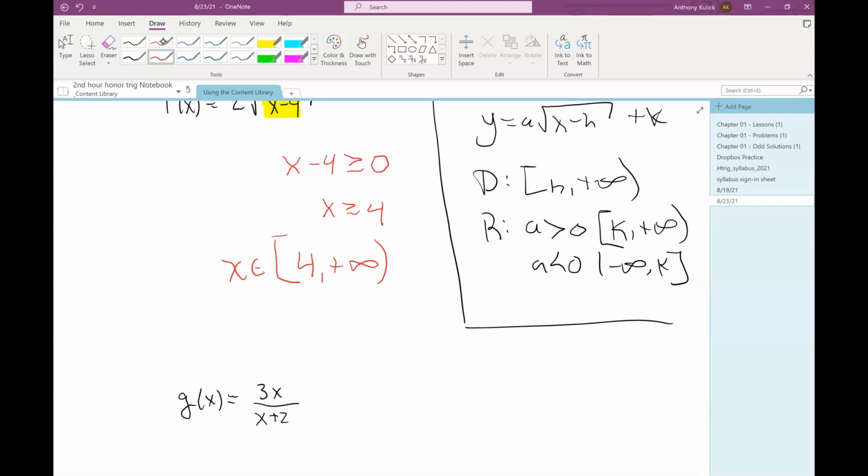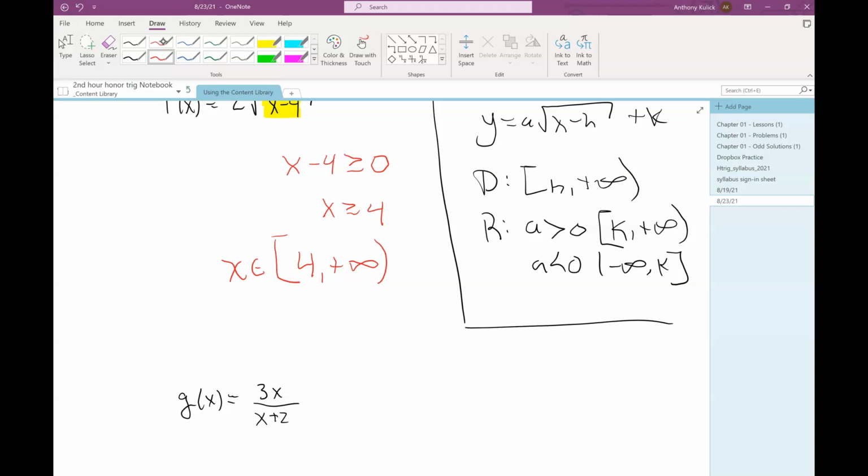So g of x equals 3x over x plus 2. What operations do you see in this function? Perfect. Division, multiplication, and addition, right? We have x plus 2, that's addition, 3x, that's multiplication, and it's written as a fraction, so there's division going on. Of those three operations, which one can cause us a problem?